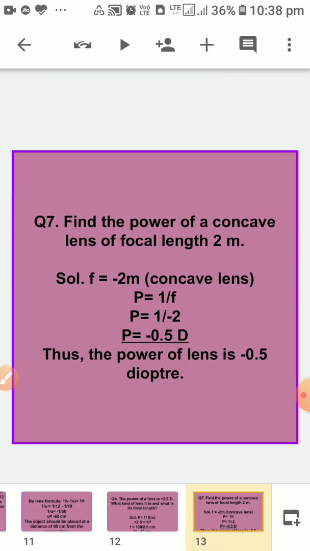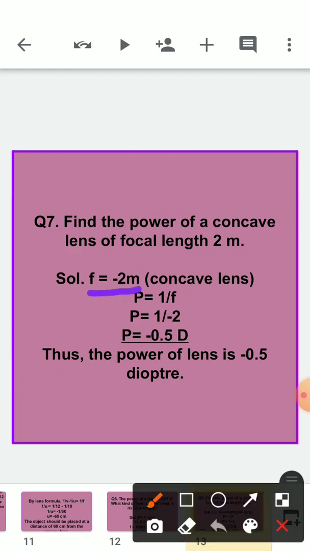Next: find the power of a concave lens of focal length 2 meters. Now here the focal length is given as minus 2 meters. Minus we have taken because it is a concave lens. So power has the formula 1 by f. So we put in the values. P is equal to 1 upon minus 2. So P will be equal to minus 0.5 D or diopter.